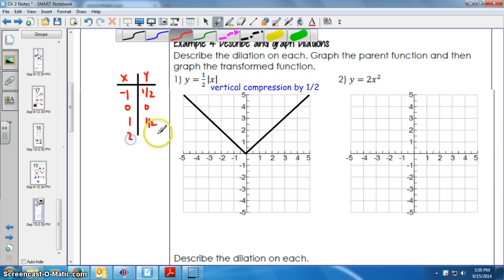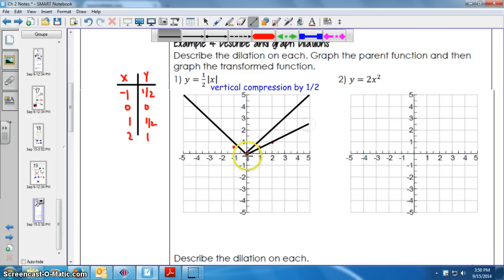And I could even keep going and do 2, and 2 times 1/2 after I do the absolute value is 1. And then I can go ahead and plot these points. So -1, 1/2, 0, 0, 1, 1/2, 2, 1. And then I can go ahead and draw my new graph, and there it is. All right, so we can now see that it's been compressed or kind of pressed down vertically. Kind of smashed down vertically there.